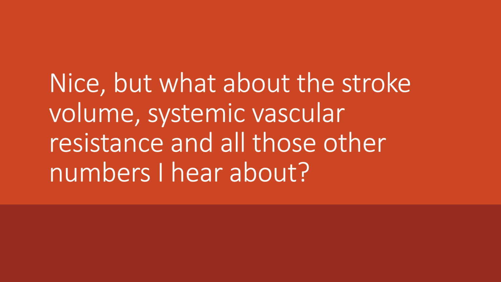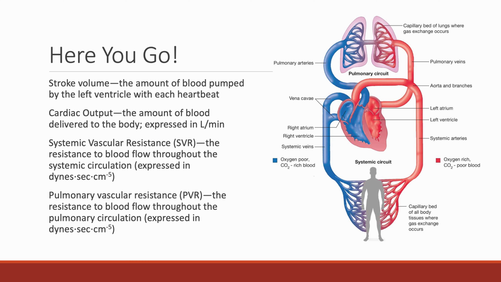So that's all well and good, but what does the stroke volume, the systemic vascular resistance, and all those other numbers I hear about, what do they mean? Well, here's the answer. So the stroke volume, as we talked about, is the amount of blood pumped by the left ventricle with each heartbeat. We talked about the cardiac output being the amount of blood delivered to the body, and that's expressed in liters per minute. Then there's this thing called the systemic vascular resistance.